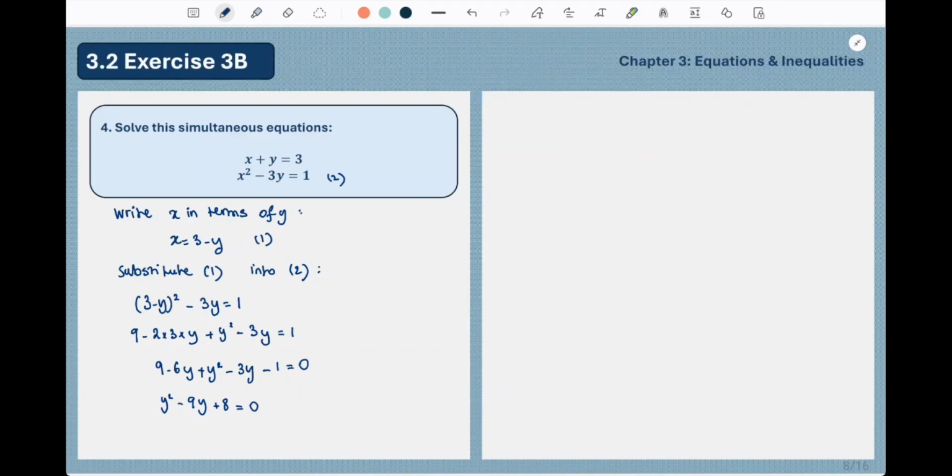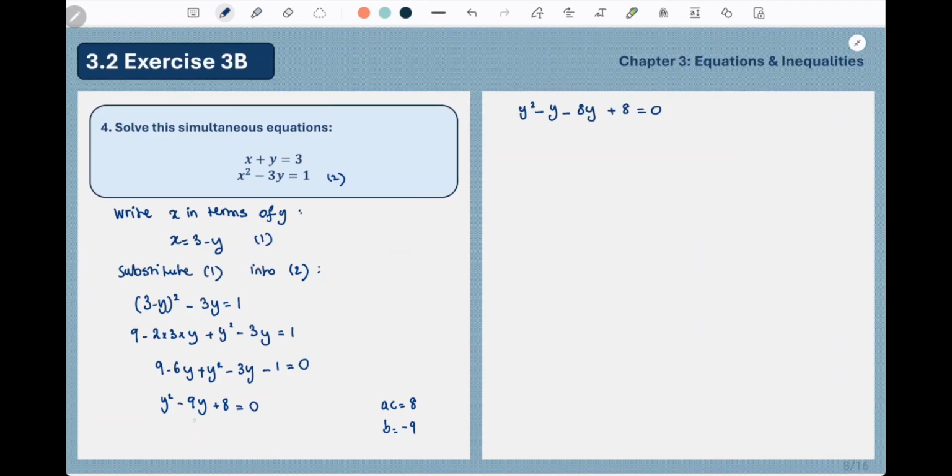I can either use the quadratic formula to solve this, or factorization. I can simply factorize it. So I need to find two numbers for AC. A being 1 and C being 8, AC is 8, and B is the one next to y, that's minus 9. So I need two numbers that multiply together to give 8 and add together to give minus 9. I can think of two: minus 1 and minus 8. So we have y squared minus y minus 8y plus 8 equals 0.